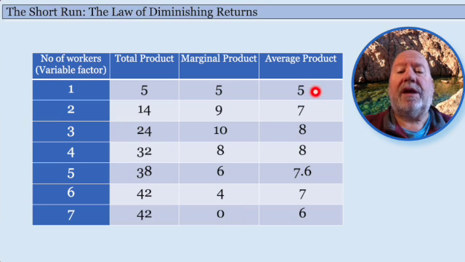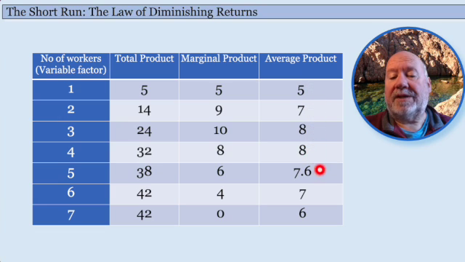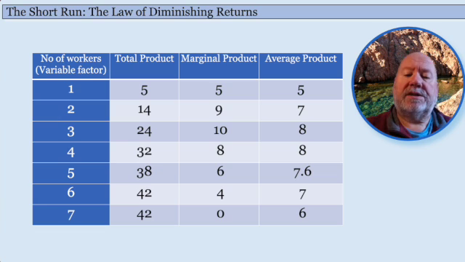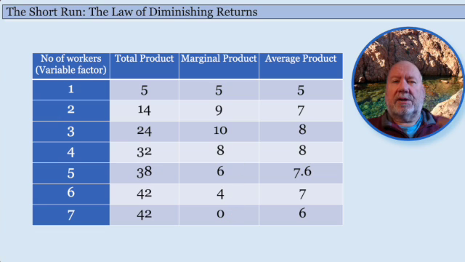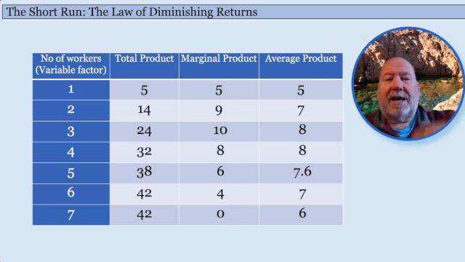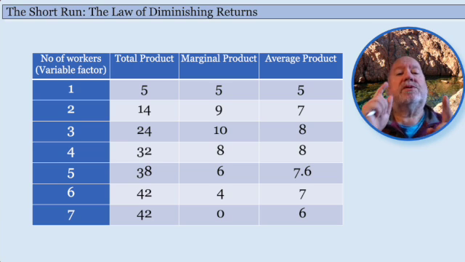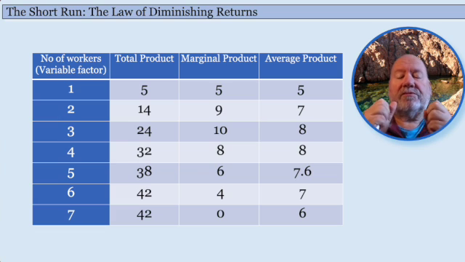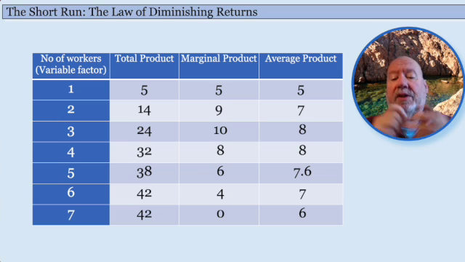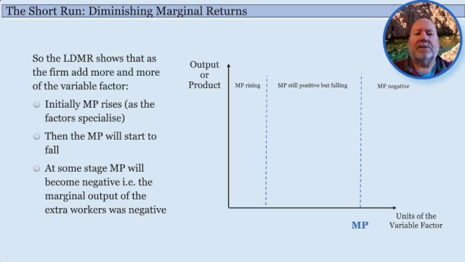And if you work out the average product, the average product will be the total divided by the workers. Again, the average will rise initially, but then eventually, because the marginal product is pushing down and pulling it down, the average eventually comes down. And the relationship between marginal and average is a really important one that you've got to get in this section of the course. So let's have a look.